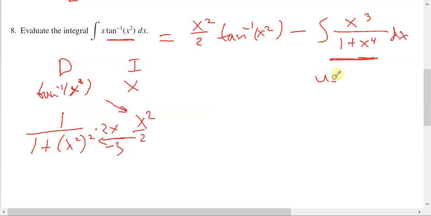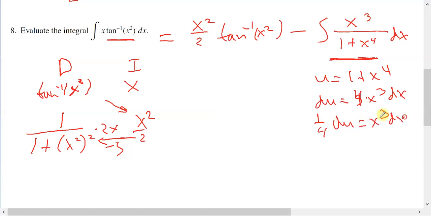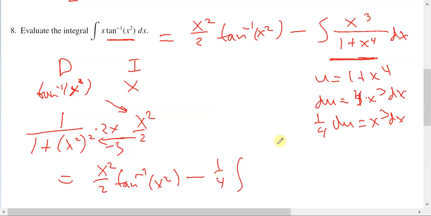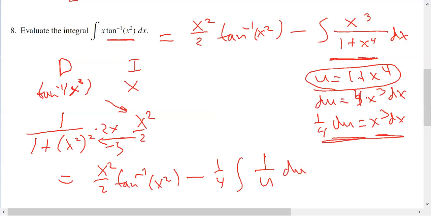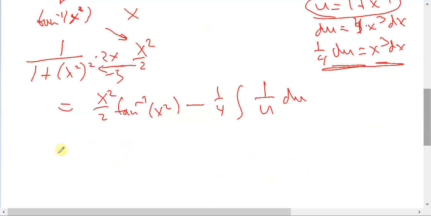So I'm going to do that by letting u equal 1 plus x to the fourth, and du would be 4x cubed dx. That is, 1/4 du will replace that x cubed dx. So I get x squared over 2 tangent inverse of x squared minus, so I'm putting 1/4, and I'm going to have 1 over u, that was my substitution for that denominator, and then my 1/4 du is going to replace the x cubed dx.